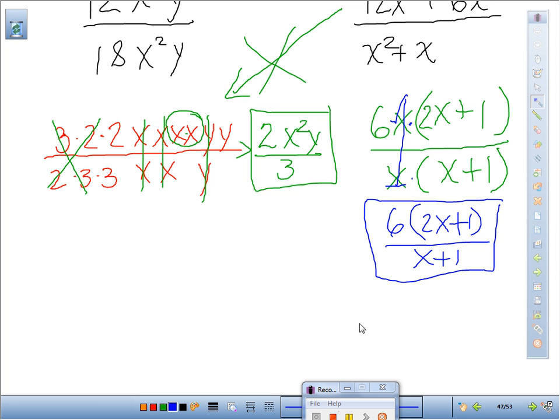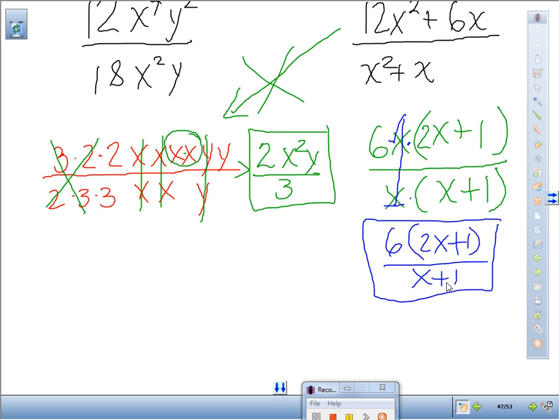Yes? This one? All right, let me clarify that. Everybody look up, please. Everybody look up.